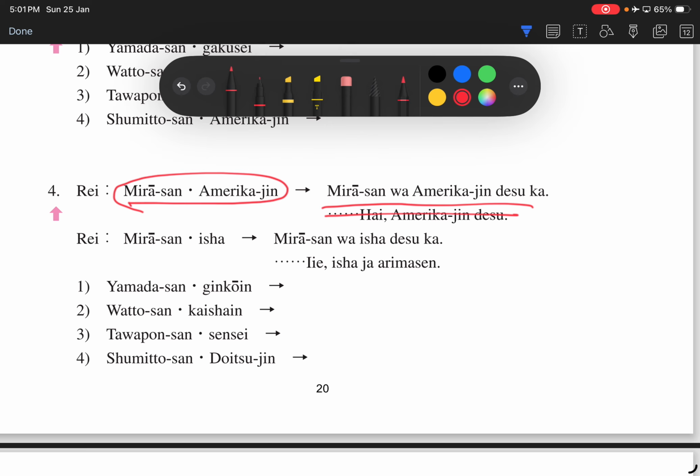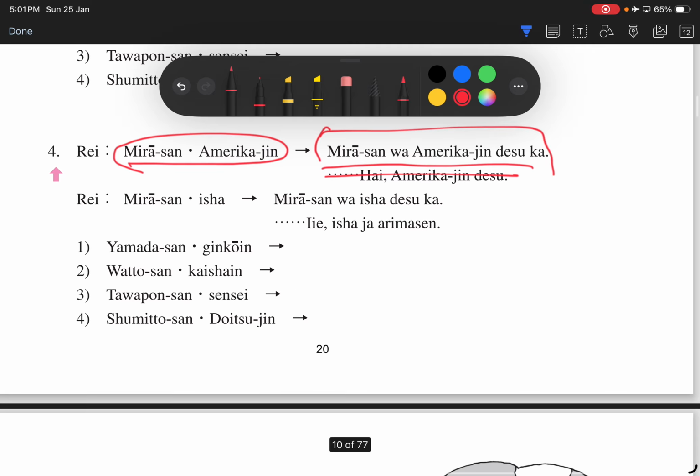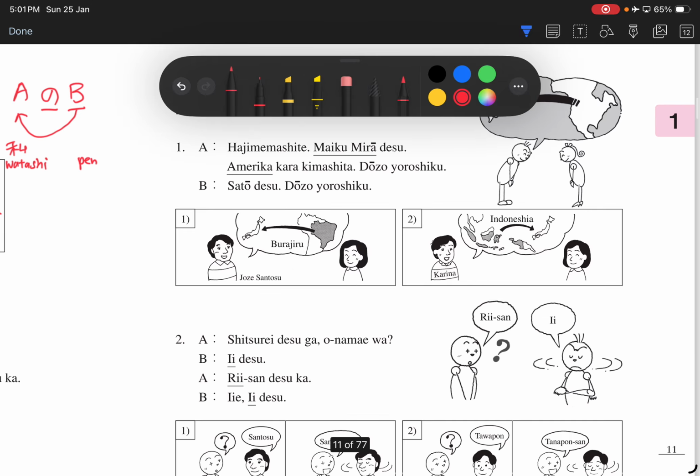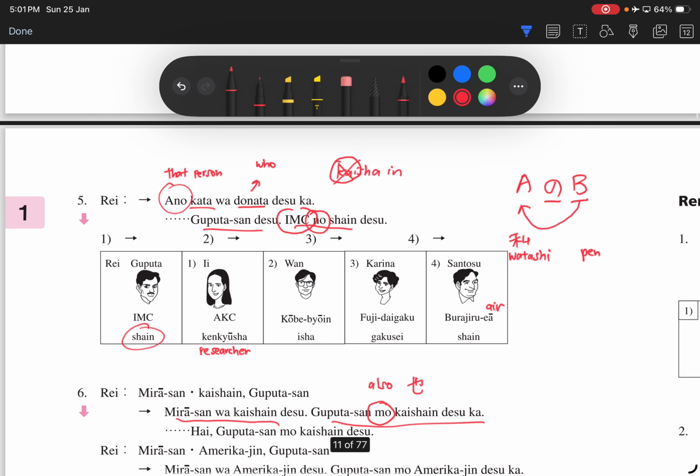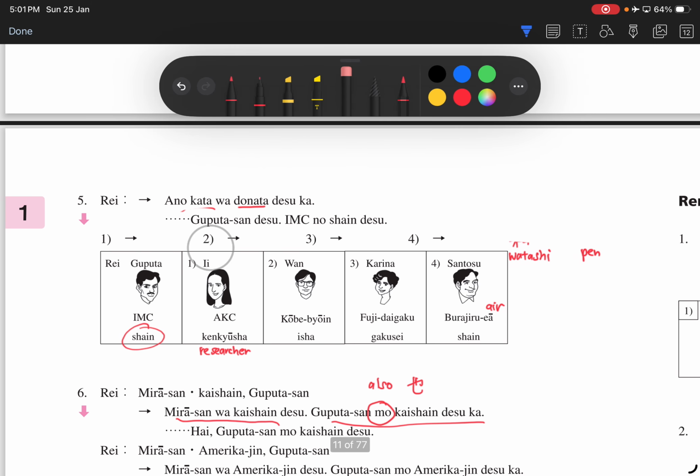Okay, form the question only. 皆さんはアメリカ人ですか? Just form the questions only. Okay? Then for Renshu B, on to the next page, we have even more examples.